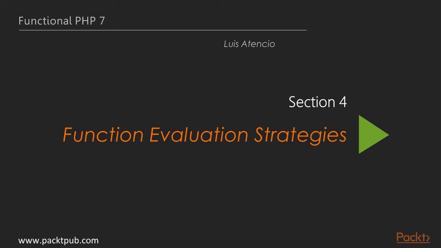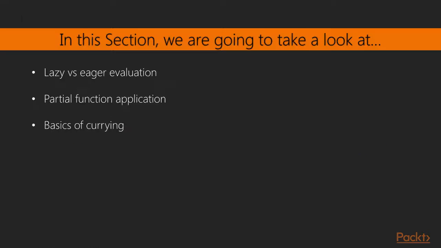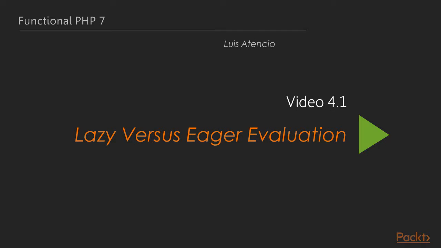In this section we're going to be learning about function evaluation strategies. You're going to learn about three fundamental techniques all related to functions: the idea of lazy versus eager evaluation, a technique known as partial function application, that then leads to the basics of function currying. Let's begin with the first video titled Lazy versus Eager Evaluation.